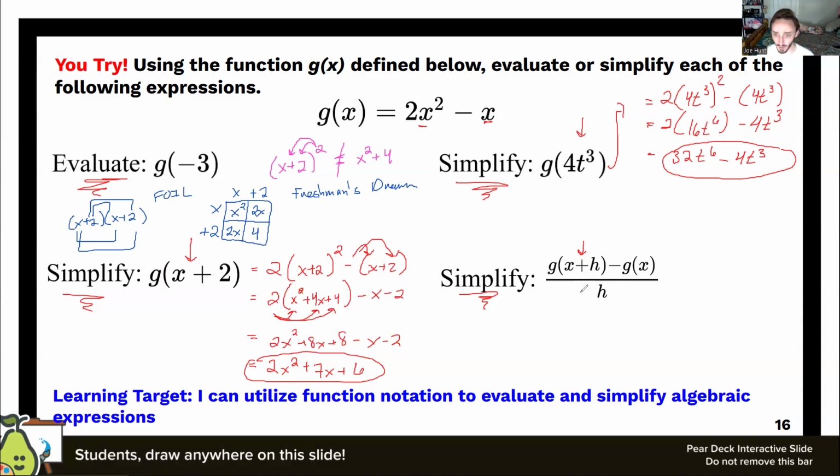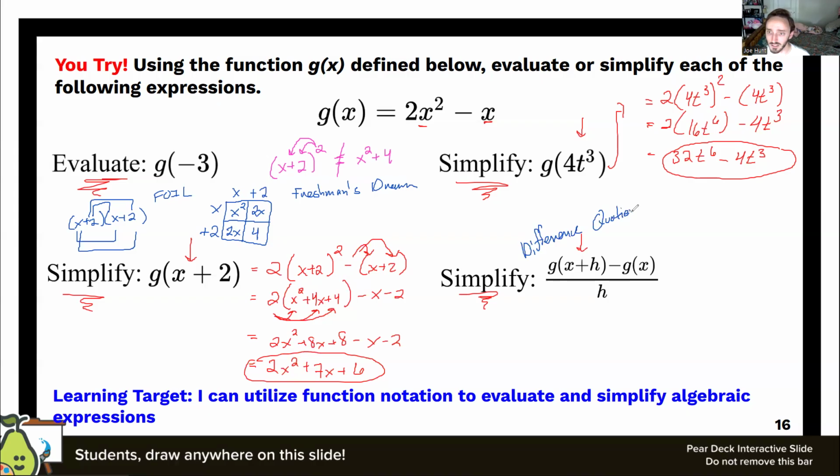This last one in the bottom right is kind of an Easter egg in the sense that this is something you're going to see a lot more of if you move towards a pre-calculus or a calculus class. This particular type of fraction where you see g of x plus h minus g of x over h is something called a difference quotient.